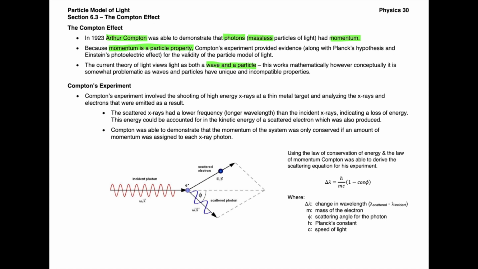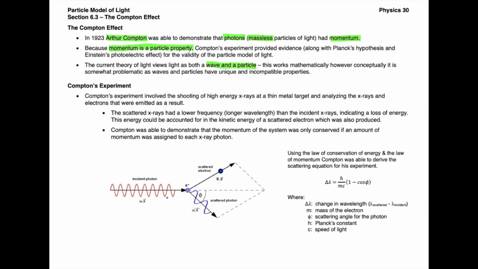What Compton did, just for the experimental design, is he took high energy X-rays, which are basically high frequency, very, very short wavelength light waves, and he shot them at a thin metal target. And when he shot them at a target, two things came out. One, we had a scattered electron, and then we had another X-ray coming out, still fairly high frequency, but a lower frequency than the incident one.